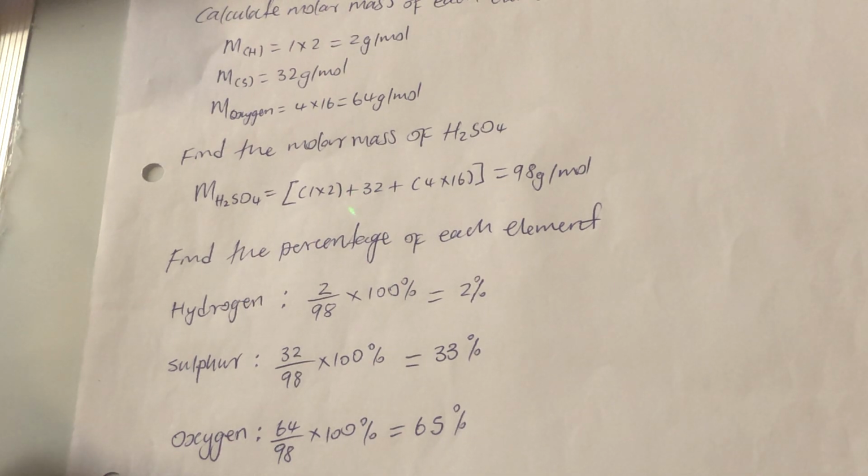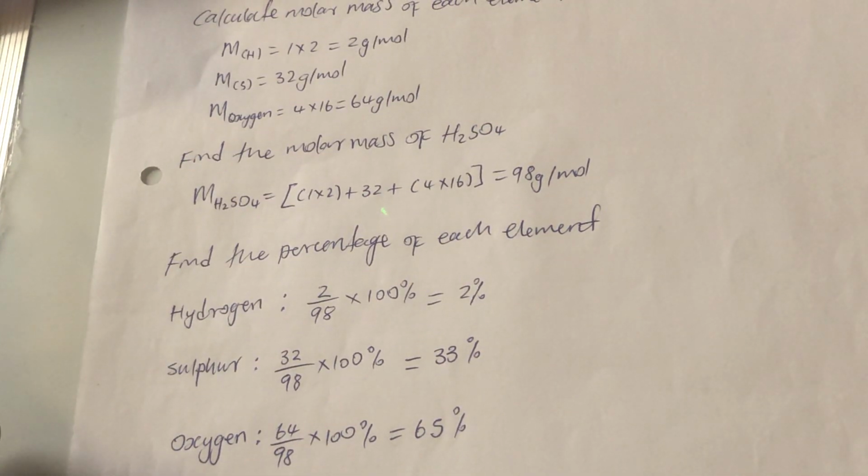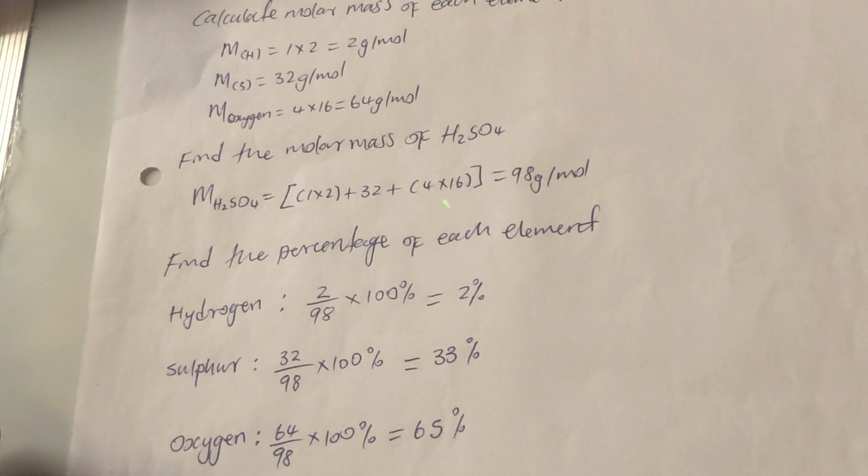When you move to the next element, you put plus. The next element is sulfur, and we already have the molar mass of sulfur, which is 32. We just have to put it here, plus. Again, we already have the information regarding the molar mass of oxygen, 4 multiplied by 16. And then when we work out all this, we get 98 grams per mole.